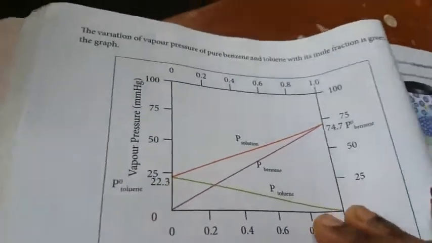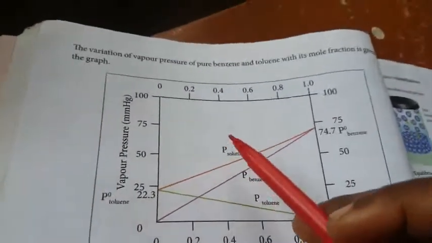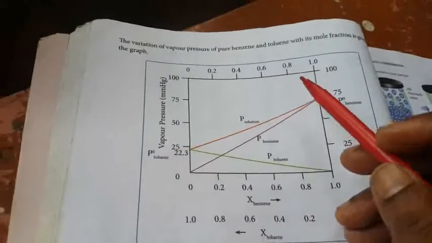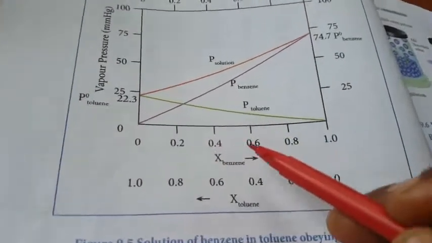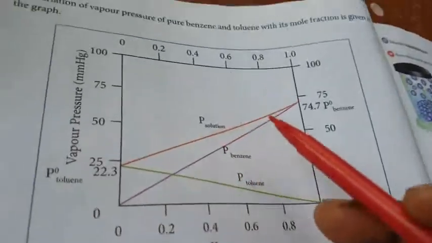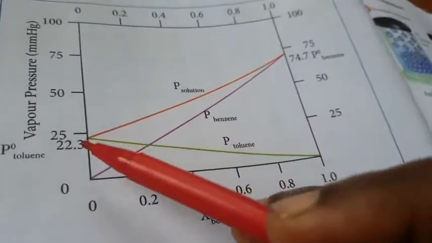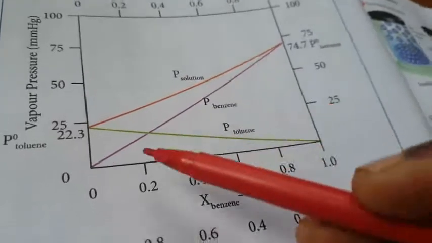This can be explained with an example, that is the solution. Pure benzene, and toluene is given as a mole fraction. So toluene is dissolved in that benzene solution. Here that is the solution, P total is the total pressure of the solution. These are the graphs, the slope line.